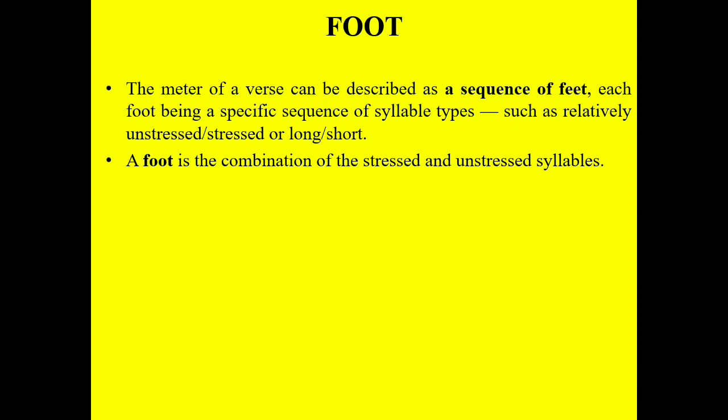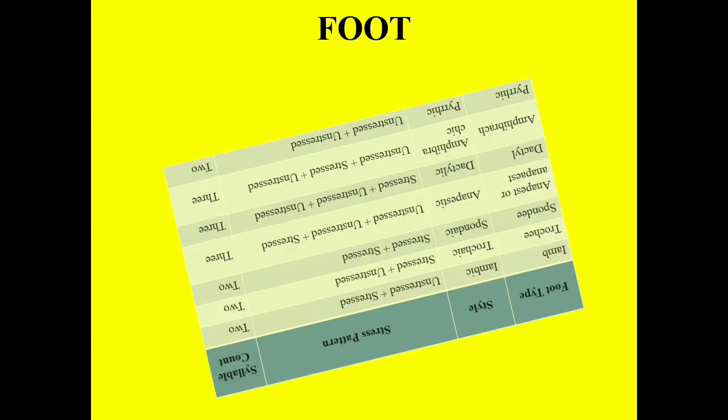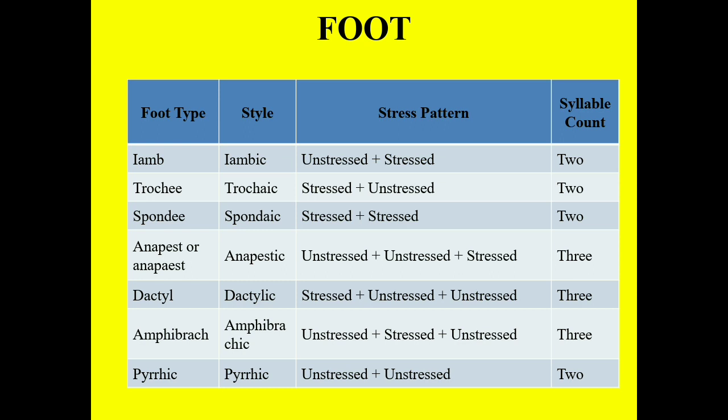Now you can see what a foot is. A foot is the combination of stressed and unstressed syllables. Here we look at the types of foot. The first one is the iambic foot, which is the combination of two syllables, where the first syllable is unstressed and the second one is stressed.